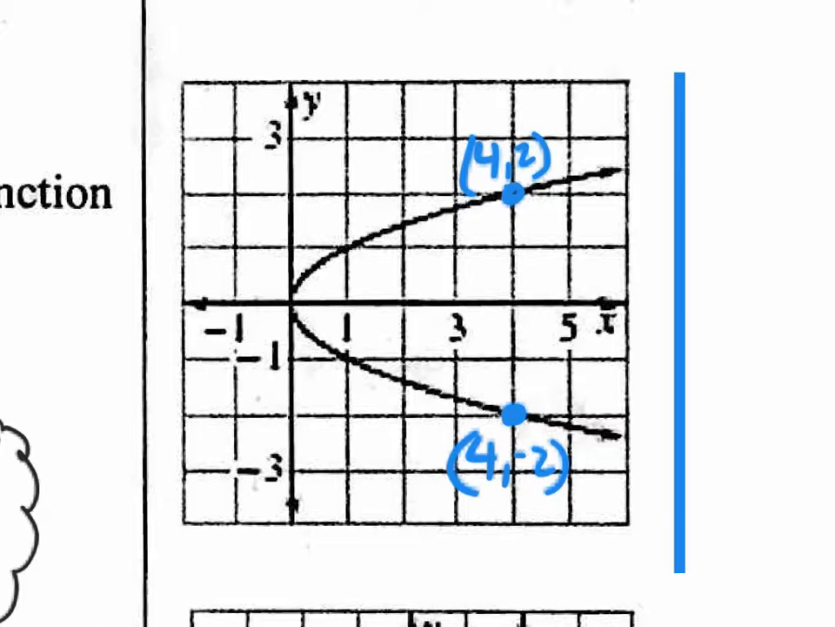You plugged in a 4, you got out a 2. What if you plug in a 4 again? You're supposed to get out a 2 again, but right here it gave you something totally opposite. It gave you a -2. Does that make sense to everybody?